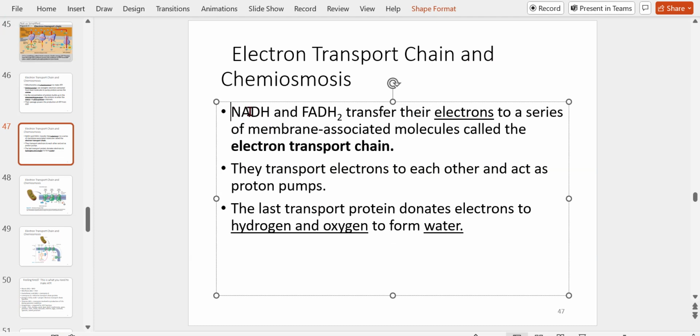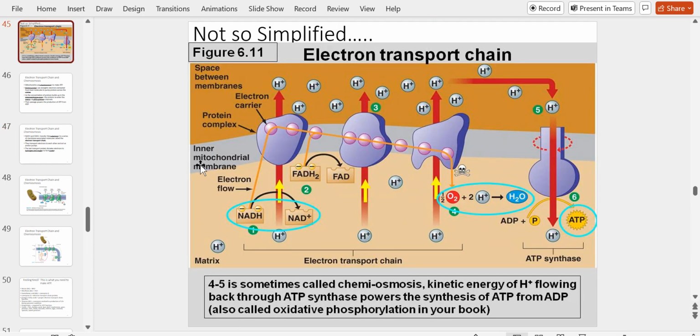So there's your NADH and your FADH2 molecules. They transfer their electrons to a series of membrane-associated molecules called the electron transport chain. This is it right here, the inner mitochondrial membrane. So that's where that's happening.